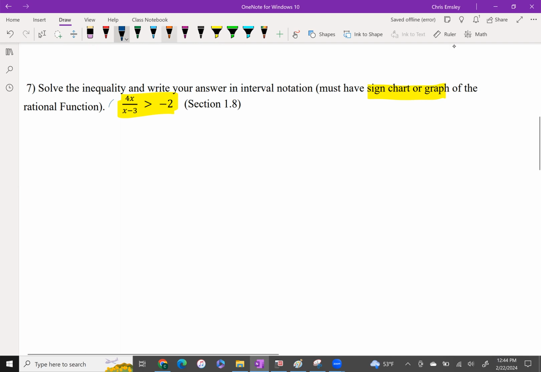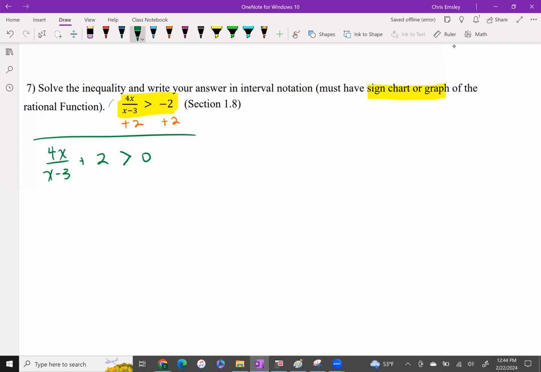So my first step, I'm going to add 2 to both sides. When I do that, I have my fraction 4x over x minus 3 plus 2 greater than 0 once I've moved that 2. Then I need to get a common denominator over here. I need to combine these two fractions. So I need this 2 to have an x minus 3 in the denominator. If I'm going to do that, I also have to multiply the top by x minus 3.